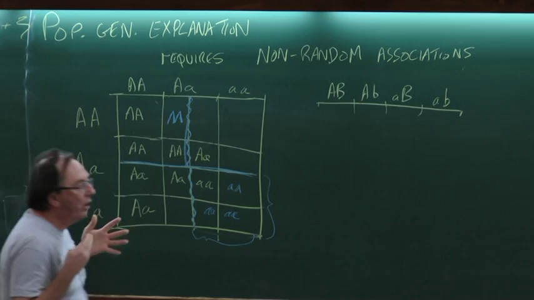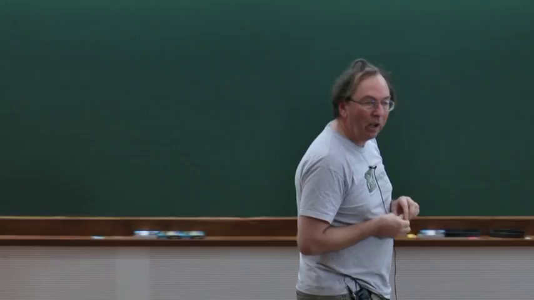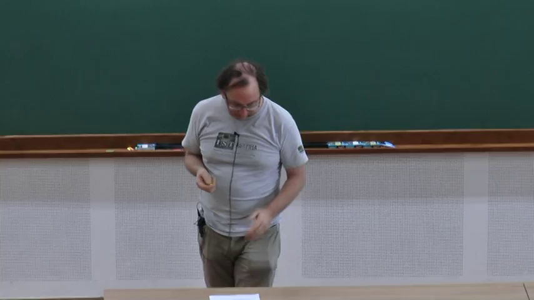So it's crucial that we have some kind of non-random association in the population, and I'll focus on linkage disequilibrium, because I think that's the major problem and the effect of recombination on that. We have to have some kinds of non-random association in order for population genetics to have any effect, to be able to explain maintenance of recombination.